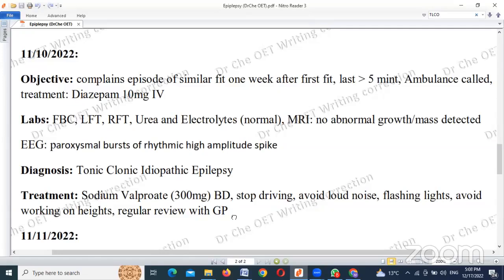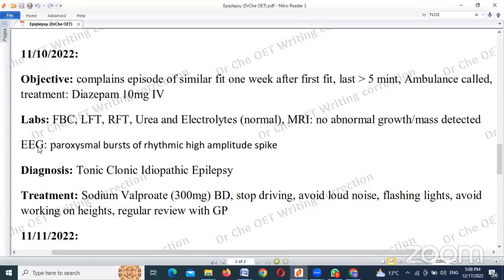Yes, to avoid repetition, you can just write she was advised to do this. Sodium valproate is very important. You should even mention the dose and the frequency of sodium valproate, because of the side effects of the medication. Yeah, some precautions also. You can write some precautions. Yeah, Dr. Nadeem, good.